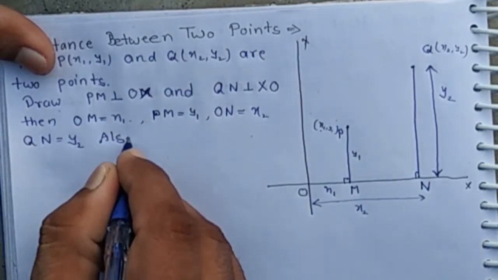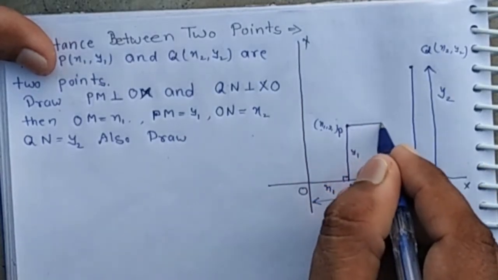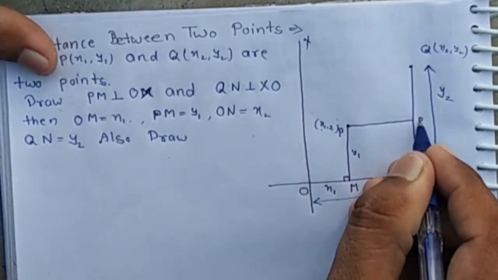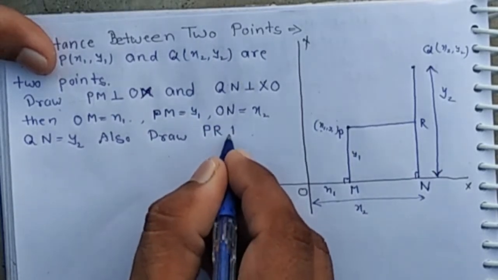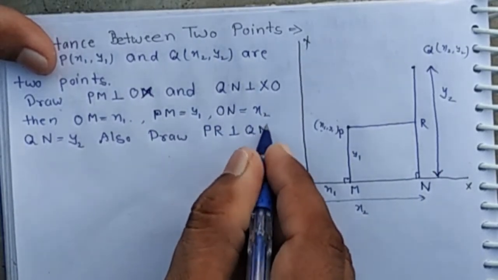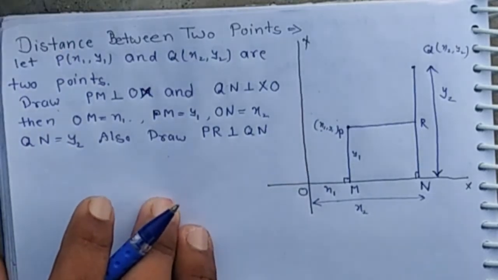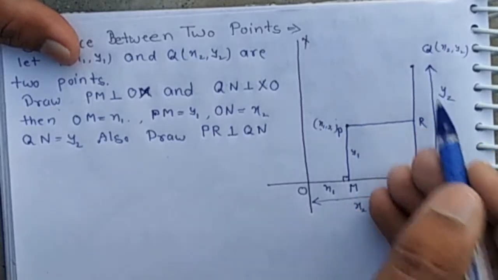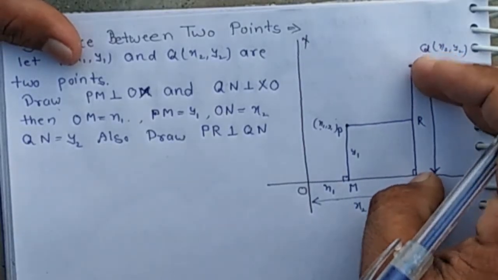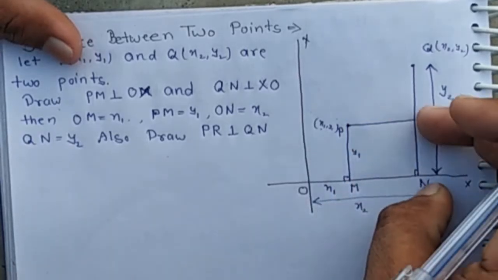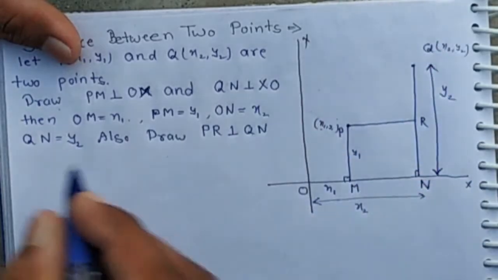Also draw PR perpendicular to QN. Then this distance is y2 and this is y1, meaning RN is y1. Then QR is y2 minus y1.